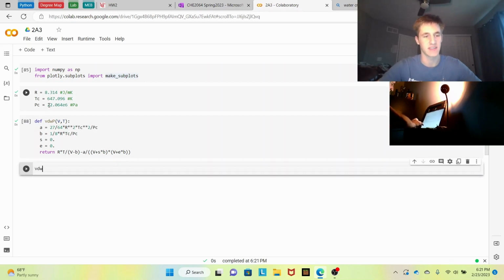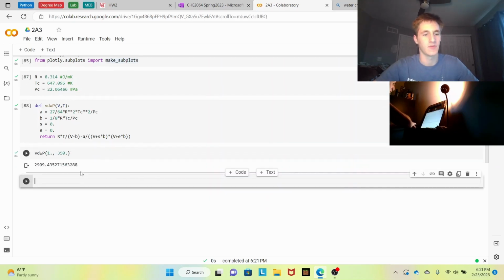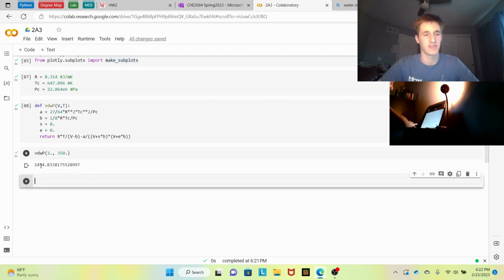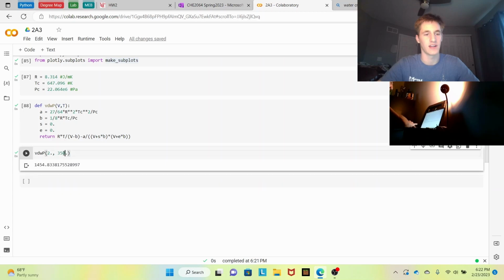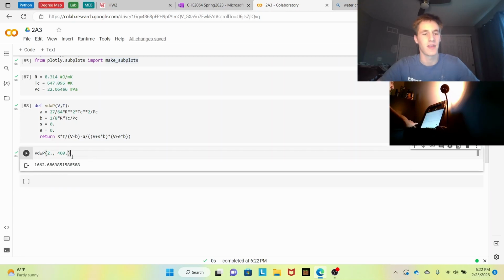All right, so now we have all of our variables within the function. We can actually check this here. So if we just input, we'll say 1 meter cubed and 350 Kelvin, and we do get a pressure that is positive. That's good. I'm just going to make sure that when I increase the volume, the pressure is halved. That looks good. And when I increase the temperature, the pressure goes up. All right, so that looks good.